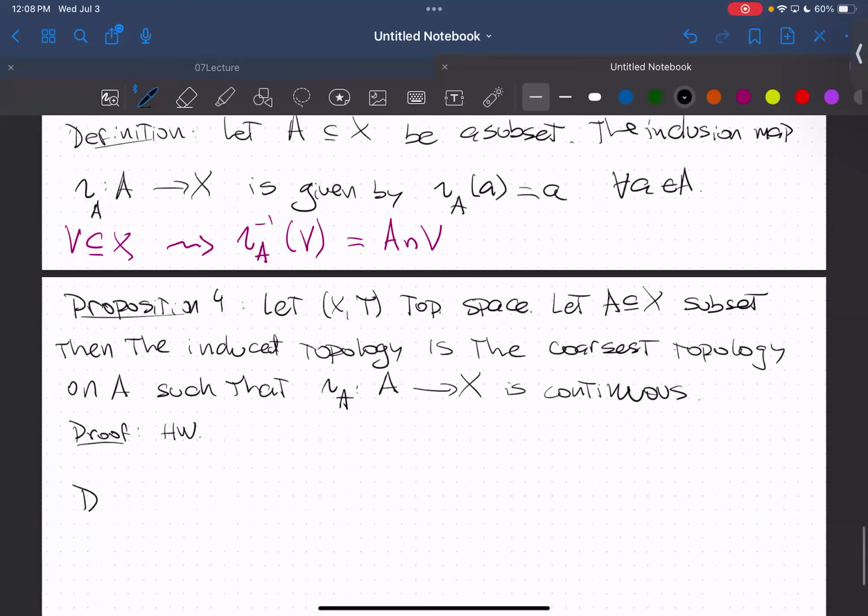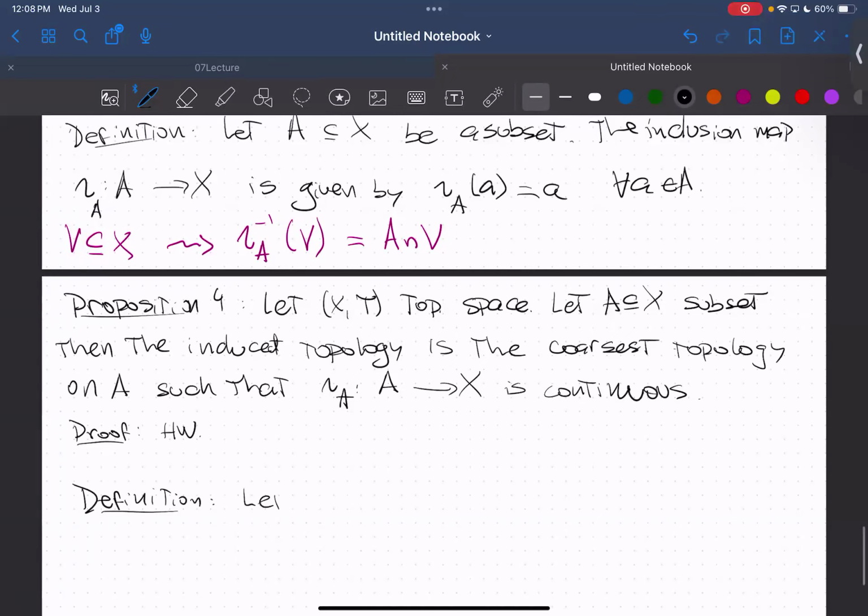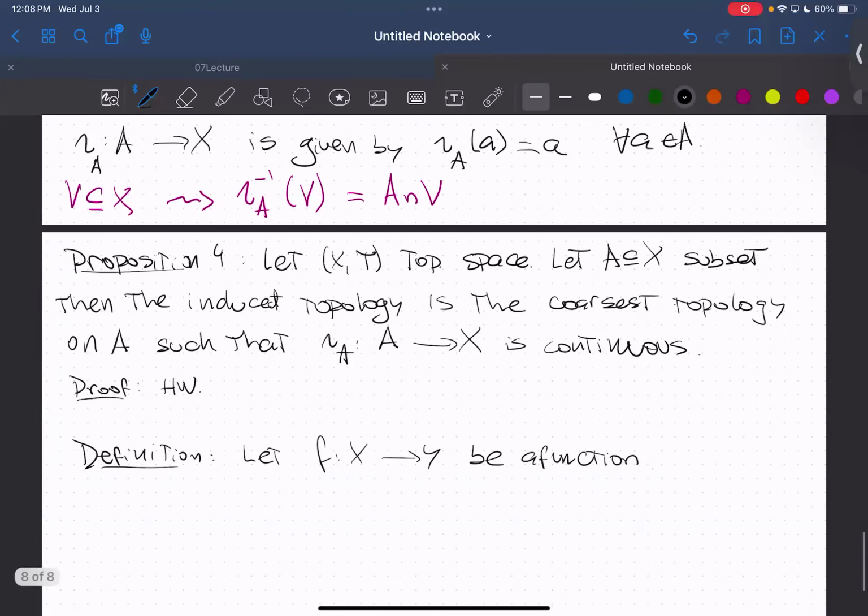Okay, more set theory, definition. This is again just set theory. Let's start with a function f from X to Y. I don't have any topologies here. And I will take subsets: A a subset of X and B a subset of Y.